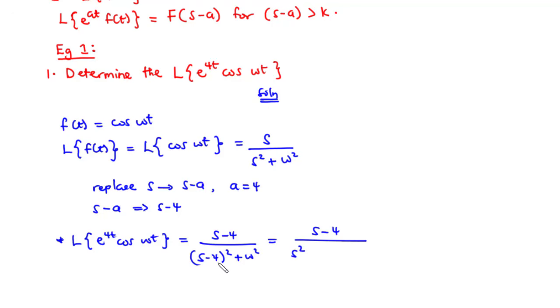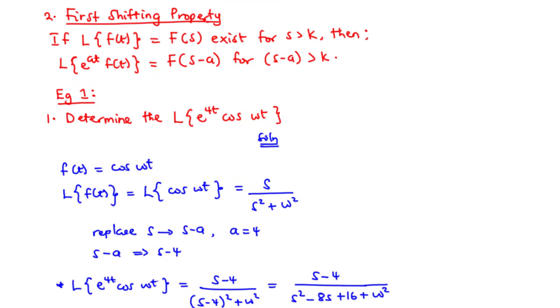We have s times negative 4, which is negative 4s. Negative 4 times s, which is also negative 4s. So that becomes negative 4s minus 4s, so negative 8s. And then negative 4 times negative 4 is plus 16, and then plus omega square. Therefore, we have this to be the Laplace transform of the function given here. So basically, this is how to solve the Laplace transform of a function where the function contains a function f of t which is being multiplied by a function of the form e to the power at.